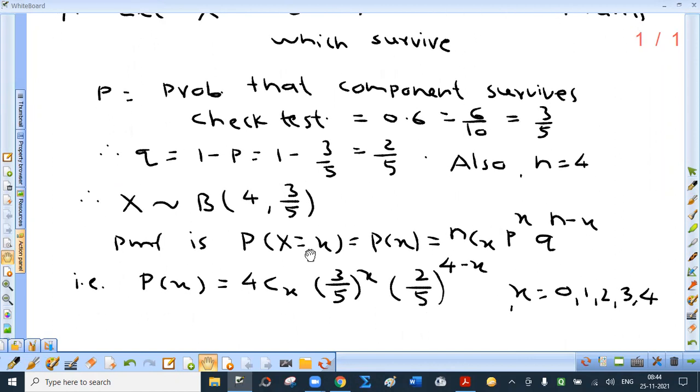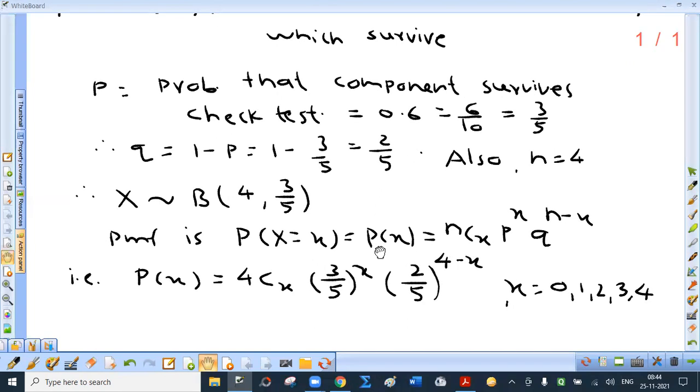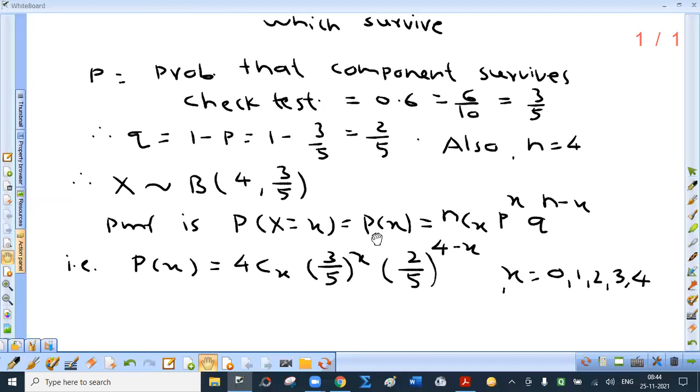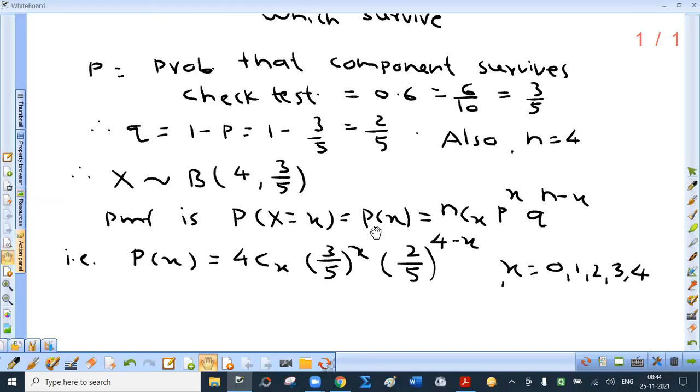So X follows binomial distribution with parameters 4, 3 by 5. So the probability mass function is P of X equal to x is nCx p raised to x q raised to n minus x. That is 4Cx (3 by 5) raised to x into (2 by 5) raised to 4 minus x. So what is the required probability? Probability that exactly 2 components survive. It is better if you write that in words. P exactly 2 components survive. That is P of X equal to 2. That is P of 2.